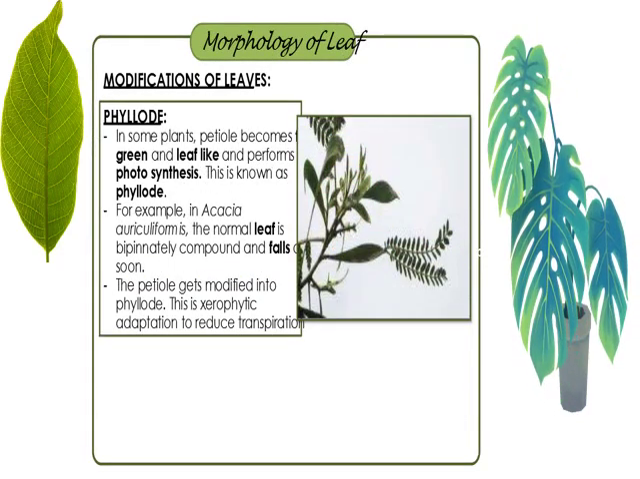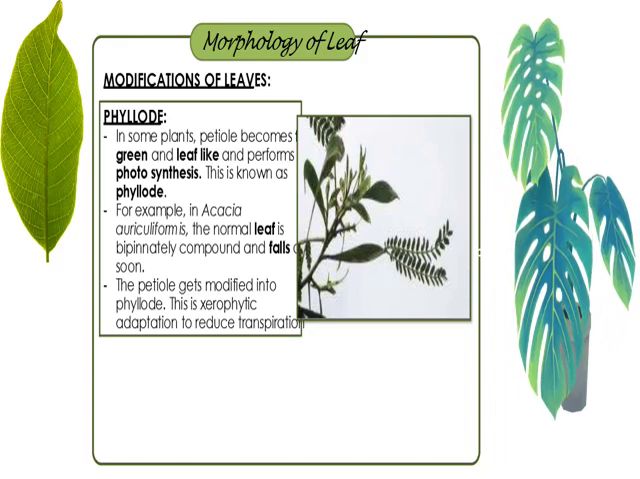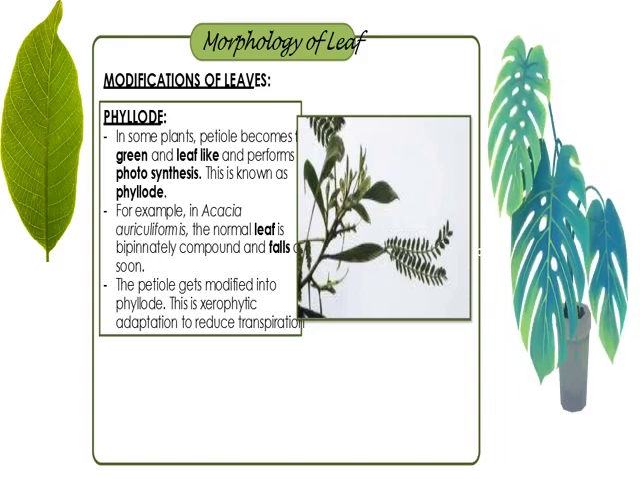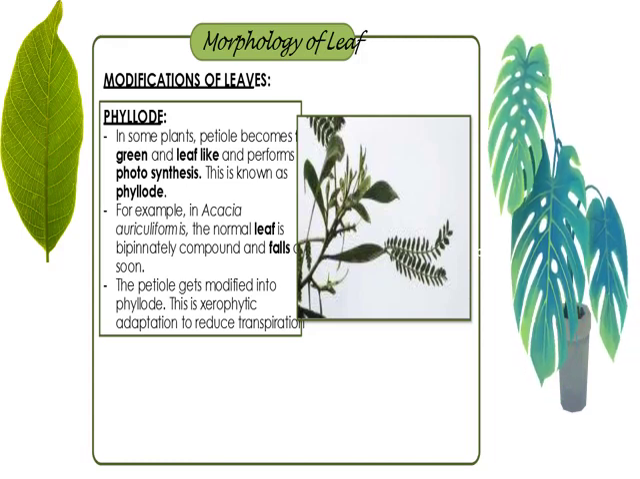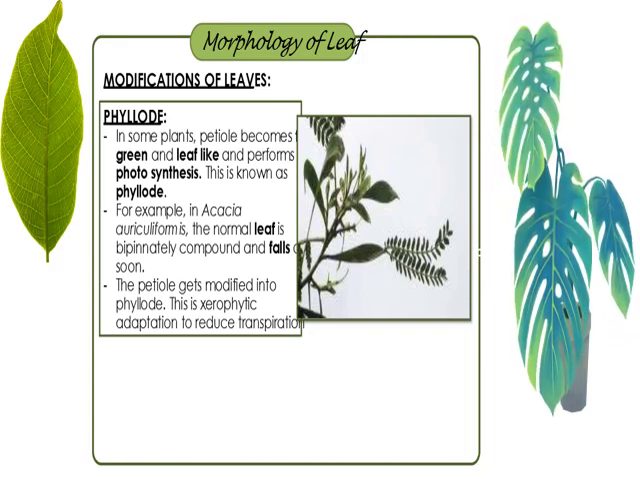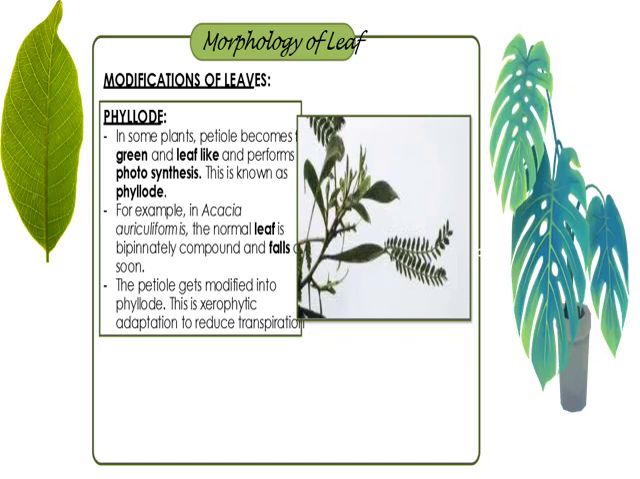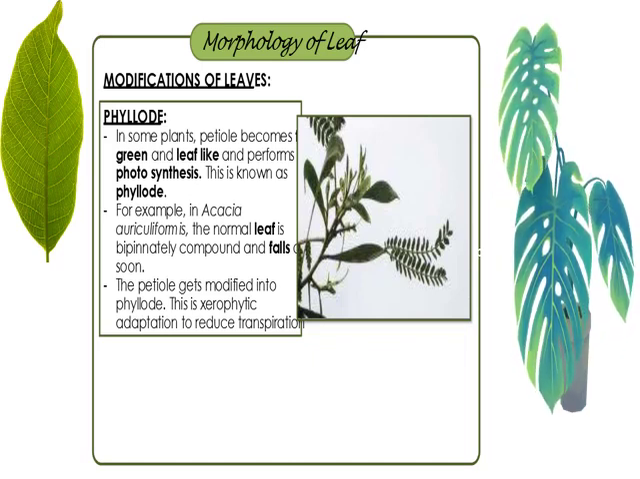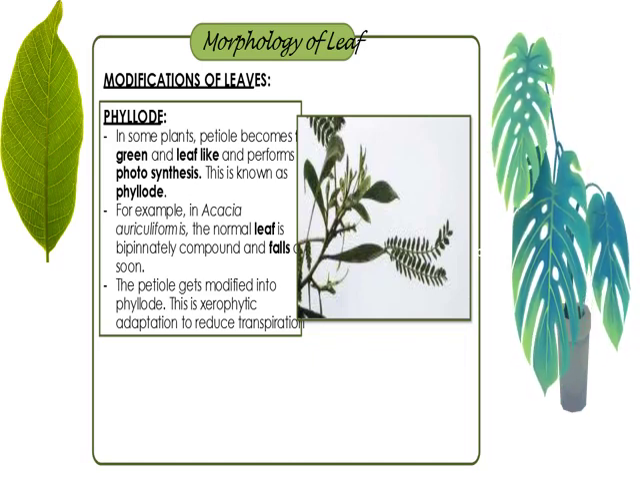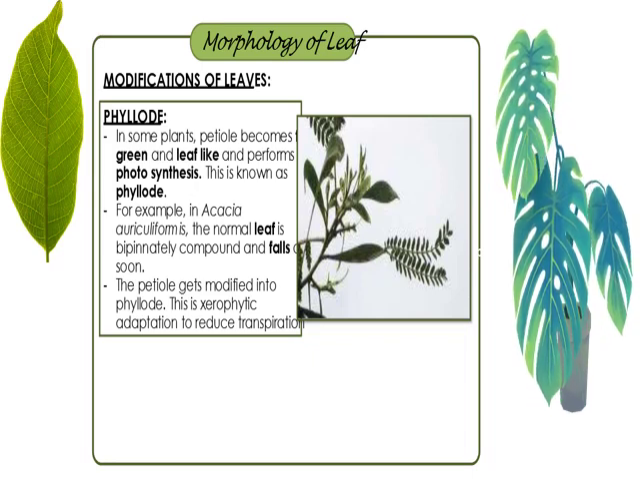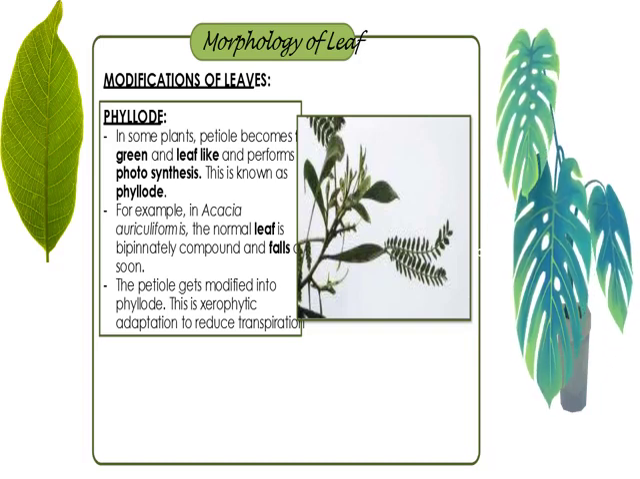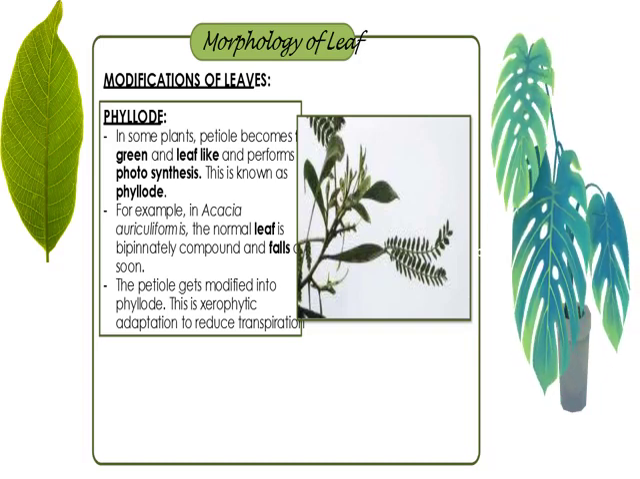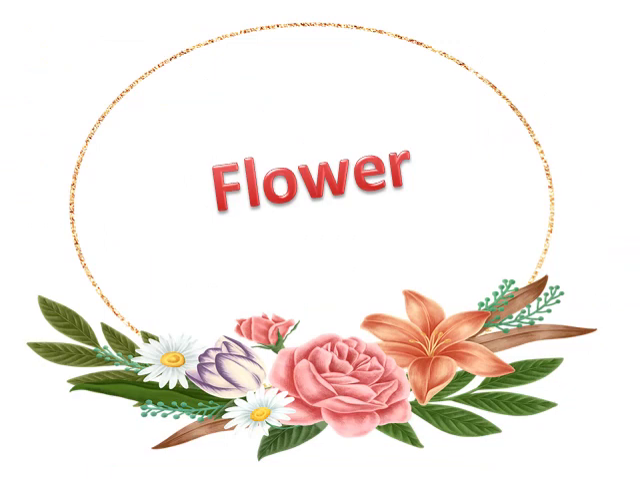So here we have a leaf that is called phyllode. In this, the petiole becomes green and leaf-like and performs photosynthesis. This is known as phyllode. The example of this is Acacia, in which the normal leaf is bipinnately compound and falls off soon. So the petiole gets modified into a phyllode. This is a xerophytic adaptation to reduce transpiration.